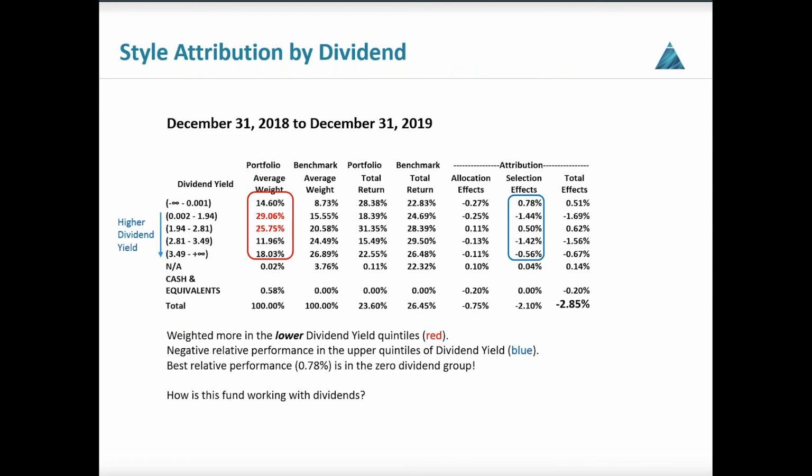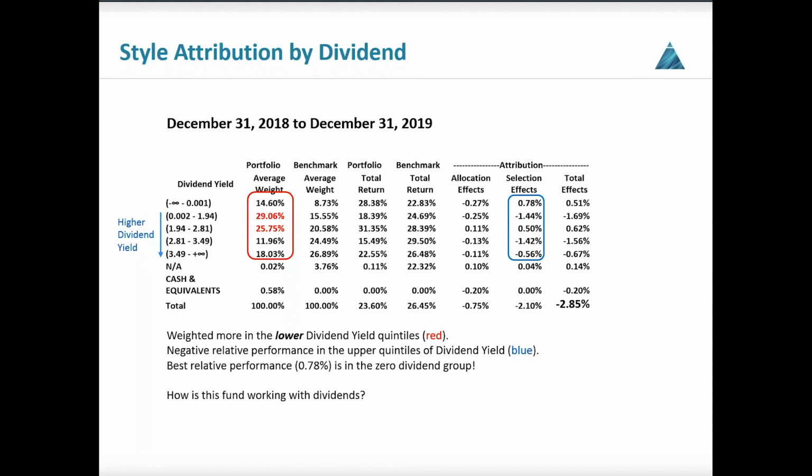However, if we look at the actual performance attribution by these various style factors, we see quite a different picture. Here we're looking at the style attribution by dividend yield, and we can see that this fund does not invest in the highest dividend yield or the lowest dividend yield, but right in the middle. Those are the two red factors there. If we look at the stock selection skill in blue, we can see that almost all the quintiles show negative performance selection, except the zero dividend stocks.